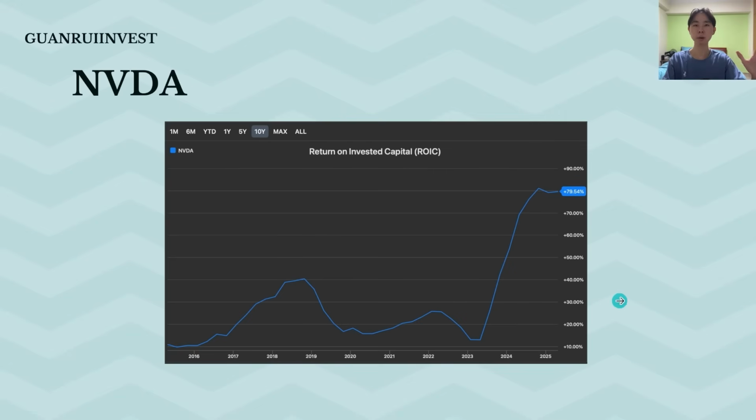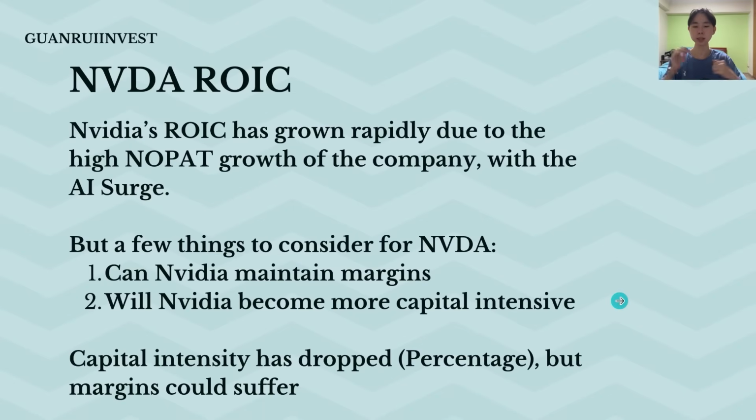So for Nvidia, the ROIC has exploded to the upside. It is currently having an ROIC of upwards of 70%. In fact, it is now around 79%, which is quite remarkable for an S&P 500 company. So for Nvidia, the ROIC has grown massively because of the growth in your AI search.